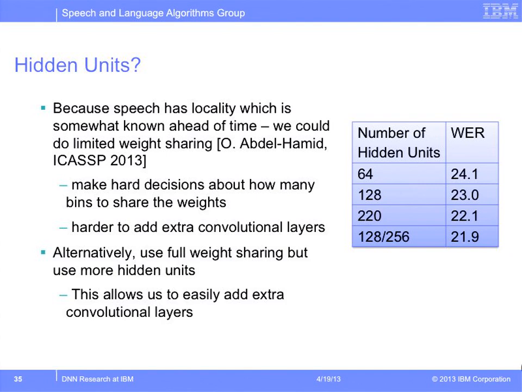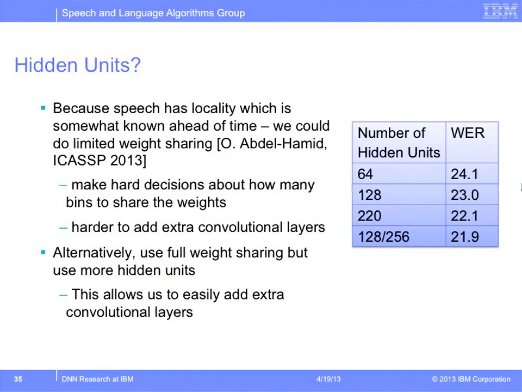So this is an idea known as limited weight sharing. One of the problems with this is, in some sense, you have to make a hard decision ahead of time on where you want one limited weight to start and end and another to begin, even though you can have some overlap. And in his paper, it was a little bit harder to add in these extra convolutional layers.